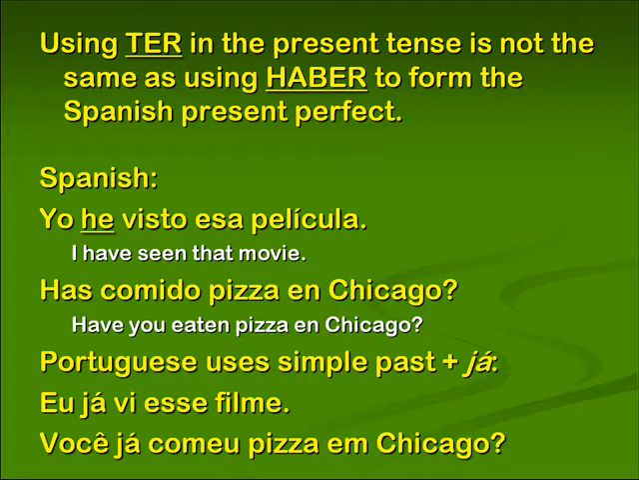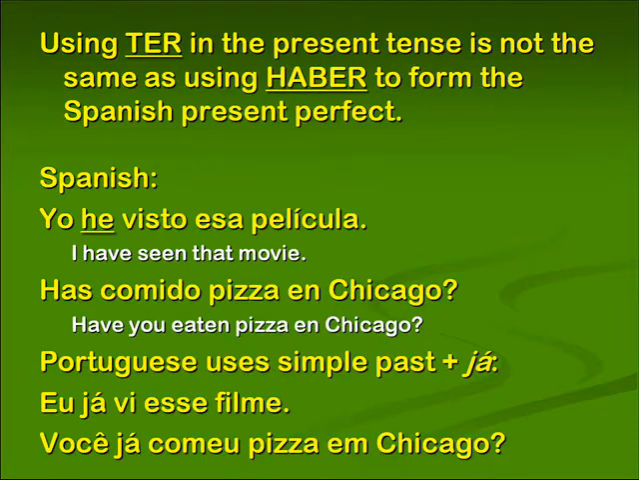Yo he visto esa película. I have seen that movie. Or ¿has comido pizza en Chicago? Have you eaten pizza in Chicago? Right? Now these constructions in Spanish are the equivalent of the present perfect in English.